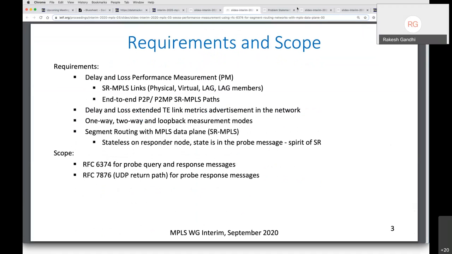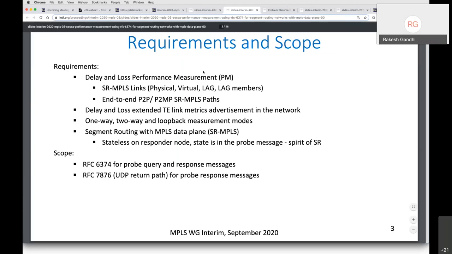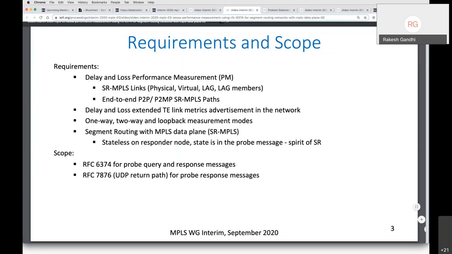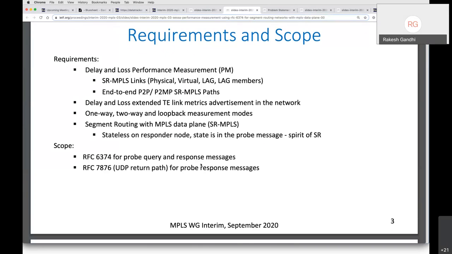So this draft addresses the PM delay and loss measurement requirement for SR MPLS links, as well as end-to-end paths, as well as advertising the metrics in the network. Various modes are defined in RFC 6374. As we know, SR MPLS is stateless on the responder node, so the spirit is to have state in the probe messages. The scope is RFC 6374 as well as RFC 7876 for the UDP return path. Next slide, please.